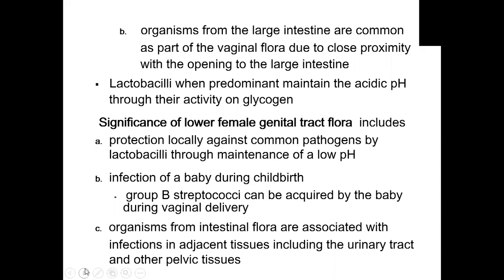And thirdly, the organisms from the intestinal tract, which we mentioned from time to time are encountered there as part of the normal flora. They are significant as causative agents of urinary tract infections and infections of other pelvic tissues. So the opening to the female urinary tract, again, is close to that area, and it is also short and it's in contact. So one would get urinary tract infection, and most of the organisms isolated from that urine would be the organisms that are encountered in the large intestinal tract as normal flora.